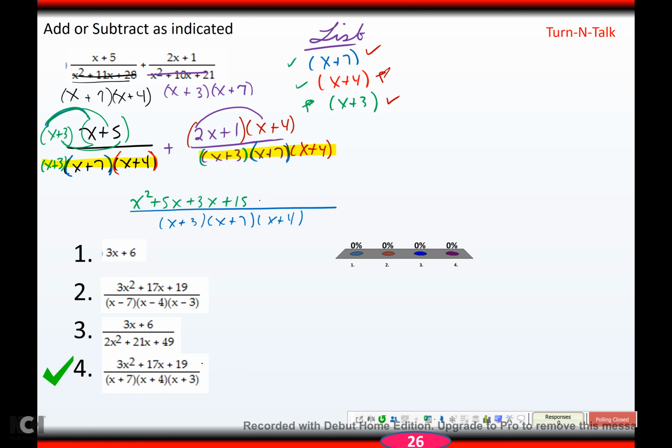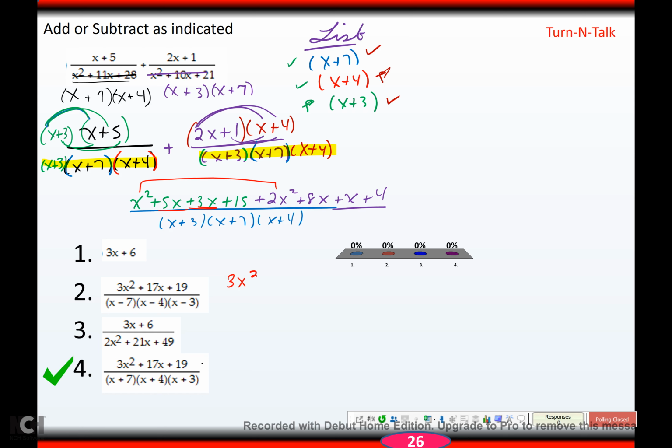So 2x times x is positive 2x squared. 2x times 4 is positive 8x. 1 times x is x. 1 times 4 is 4. So now on top, I'm going to combine like terms. X squared plus 2x squared is 3x squared.